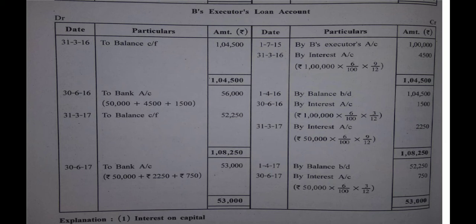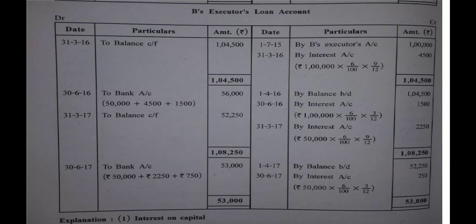of which 50,000 is the amount of loan and 2,250 is the amount of interest on loan for 9 months. Still an interest of 3 months is left. So 3 months from 1/4/17 is 30/6/17, the completion of 3 months. Yes, to make it a year.